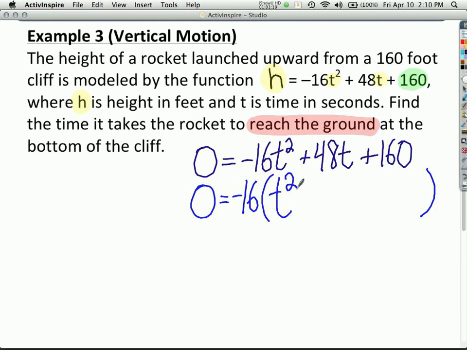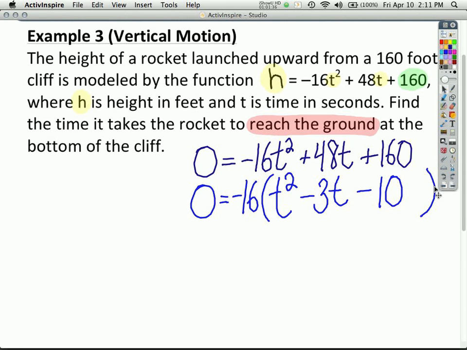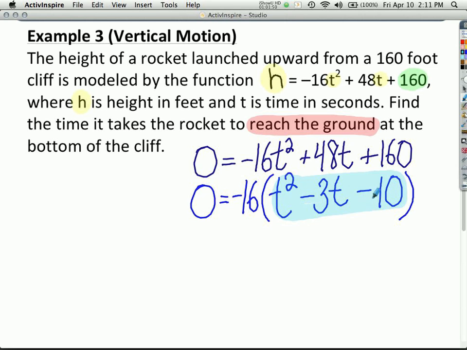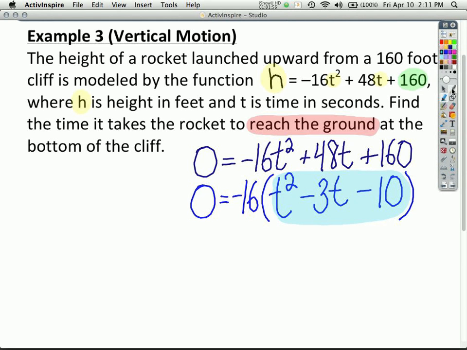So go ahead, you write what's left over. Watch how easy this becomes. Could someone help fill in the rest of what's left? Go ahead, Cheyenne. T squared minus 3t minus 10. And so now we went from this really complex looking equation to something that should not really feel too intimidating. This quadratic right here. And we are not done factoring. Remember, you keep factoring until you cannot factor anymore. So we have one factor, it's negative 16.